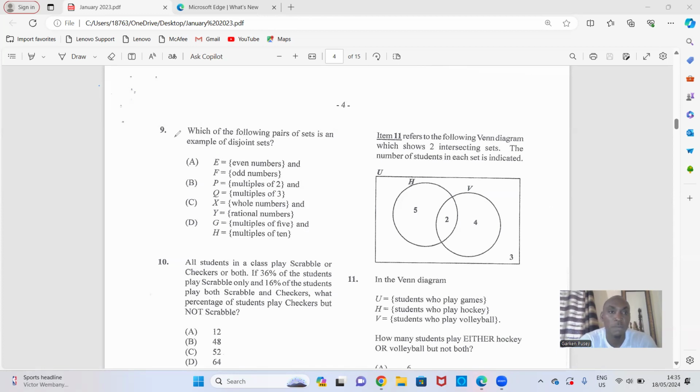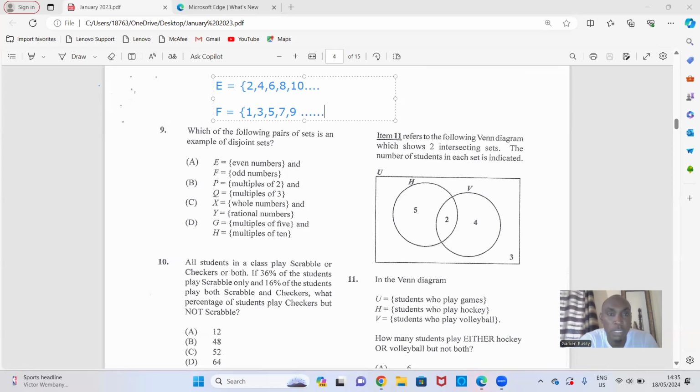Now it says, which of the following pairs of sets is an example of a disjoint set? The first thing we should note is a disjoint set is one that has nothing in common. So let's talk about the first one. Set E is basically even numbers: 2, 4, 6, 8, 10, and so on. And F would be odd numbers: 1, 3, 5, 7, 9, and so on.